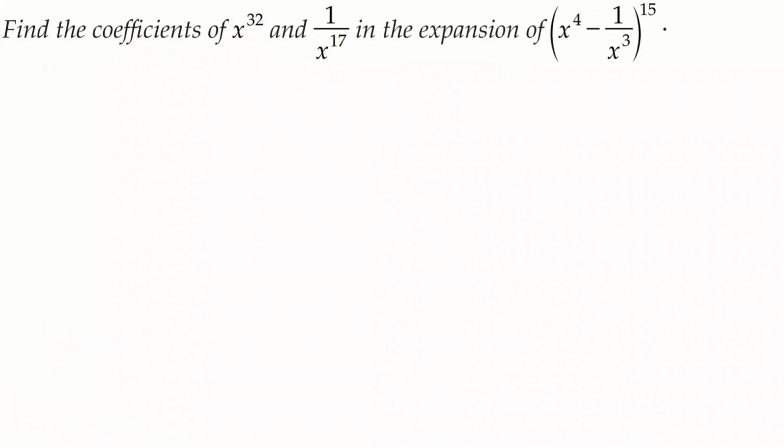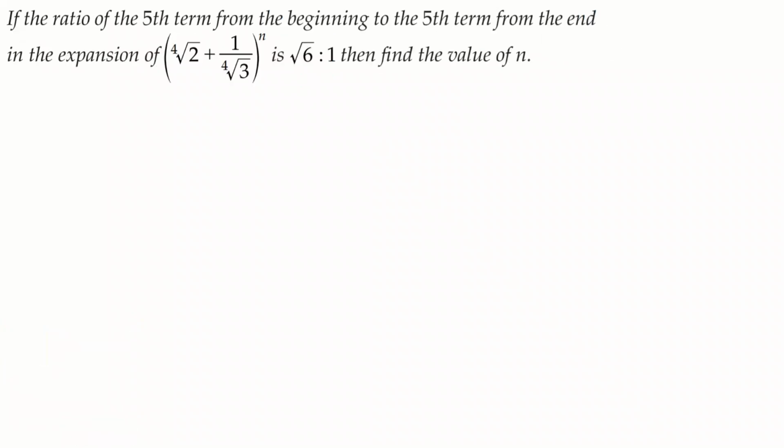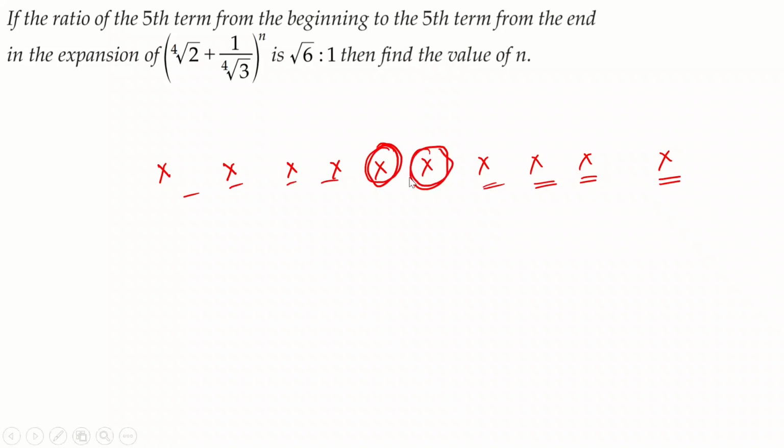So let me first tell you some tricks about these terms. Assume there are 10 terms in a particular expansion. So suppose this is the first term, second, third, fourth, fifth, sixth, seventh, eighth, ninth and 10th. This is the fifth term from the beginning. Fifth term from the end is first, second, third, fourth, okay, so this is the fifth term from the end.